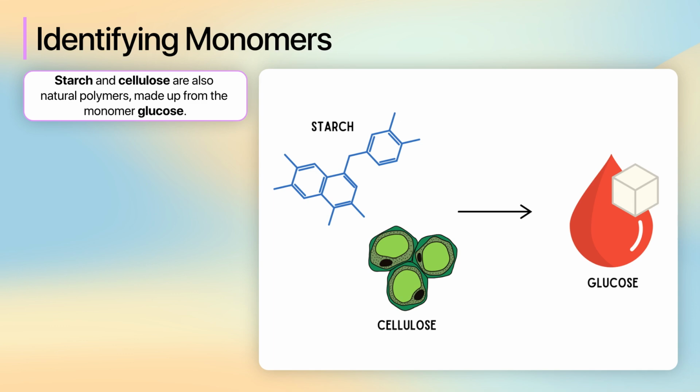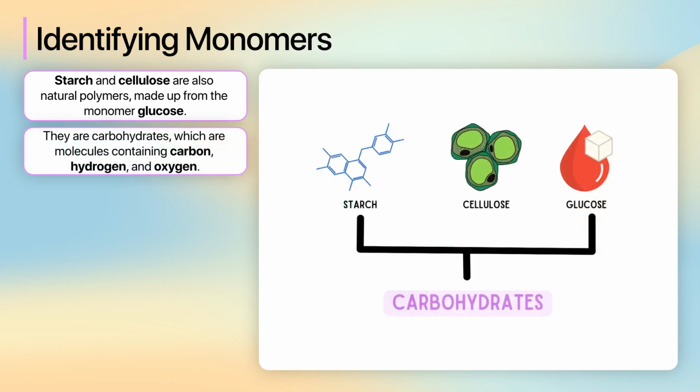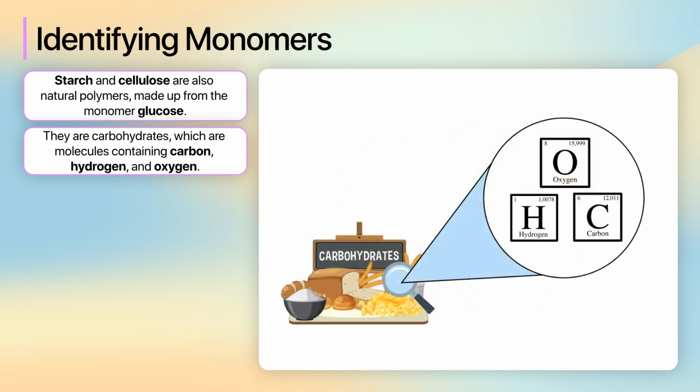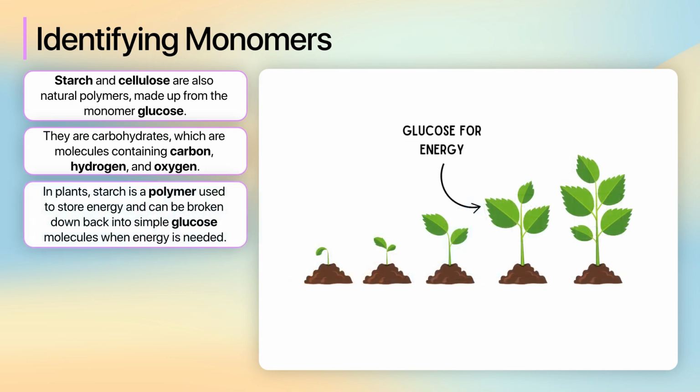Now let's look at two other important natural polymers: starch and cellulose. Both of these are made from the same monomer, glucose. Starch, cellulose, and glucose are all carbohydrates. Carbohydrates are biological molecules containing carbon, hydrogen, and oxygen. Despite being made of the same monomer, starch and cellulose have different structures and serve very different purposes. In plants, starch is a polymer used to store energy, and they can break it down back to simple glucose molecules when energy is needed.